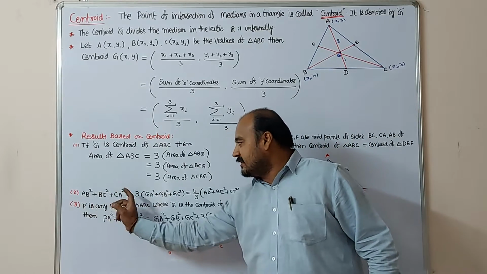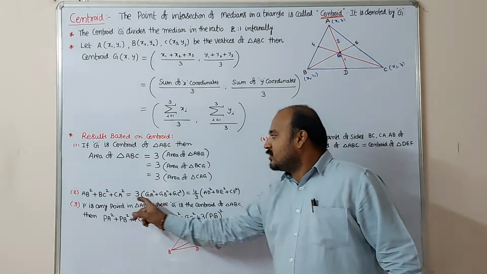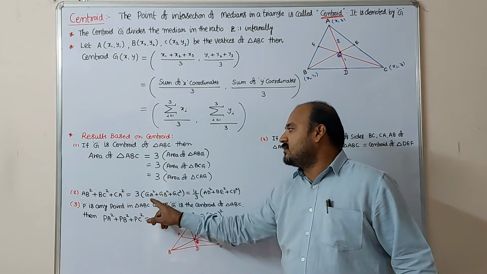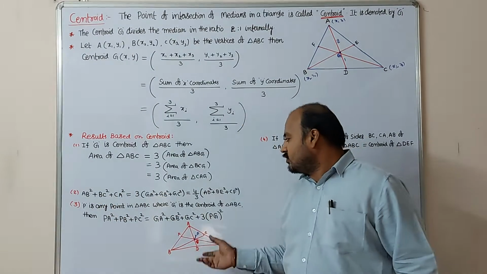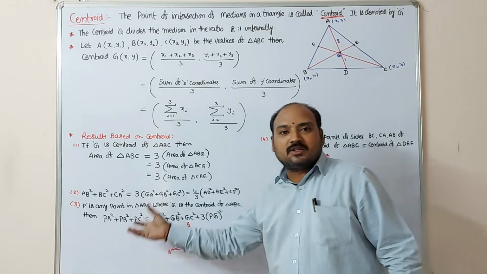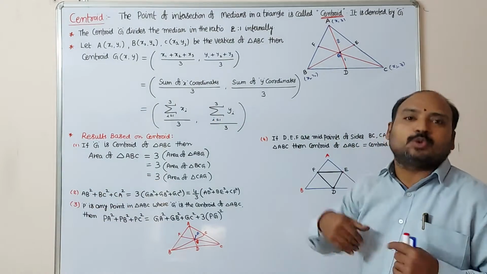They will give AB, BC, CA, and point P also they will give. And they will ask to calculate GA square plus GB square, AB square plus BC square plus CA square. So, along with that concept they will ask. So, they will mingle property 2 and property 3, and they will ask the questions.